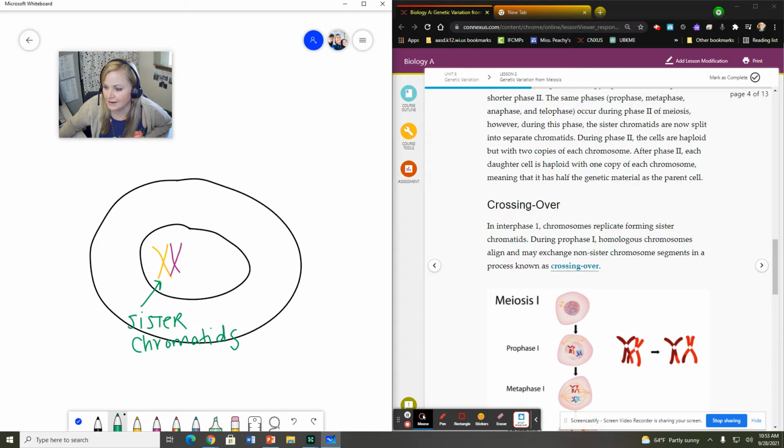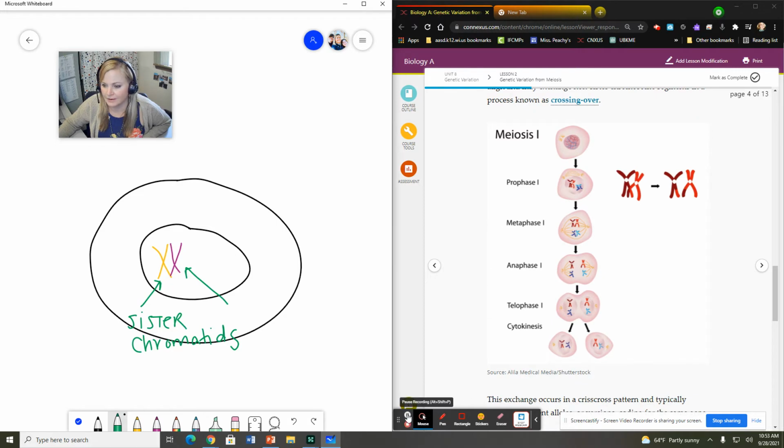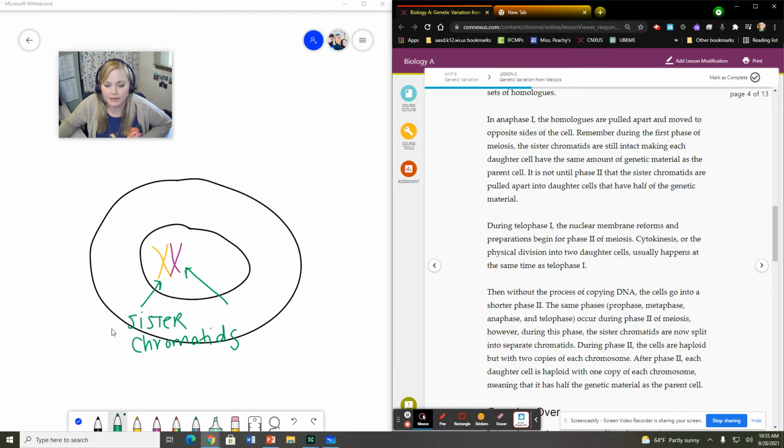And then our purplish pinkish color, burgundy color, is another set of sister chromatids. So when we look at sister chromatids, the idea here is that you inherit one of each of these from each parent, right?